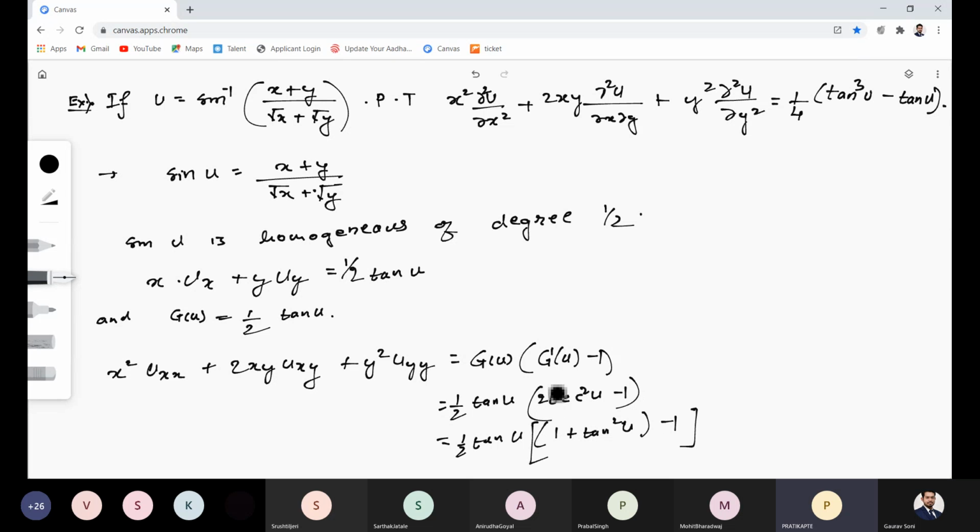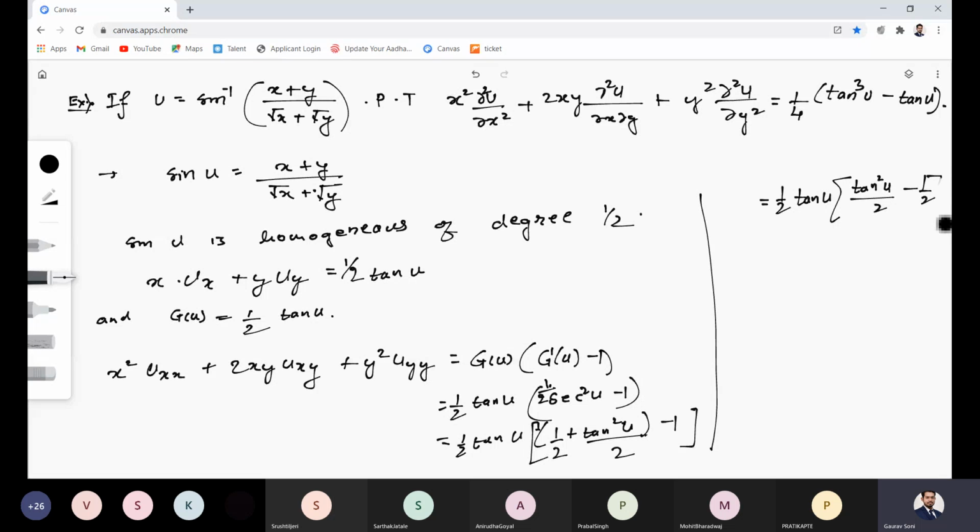Sec square u upon 2. Yes, so this will be 1 by 2 tan square u by 2. This can be further simplified, and that will be 1 by 2 tan u in bracket 1 by 2 minus 1. So it will be tan square u by 2 minus 1 by 2. So that will be 1 by 4 tan cube u minus tan u.